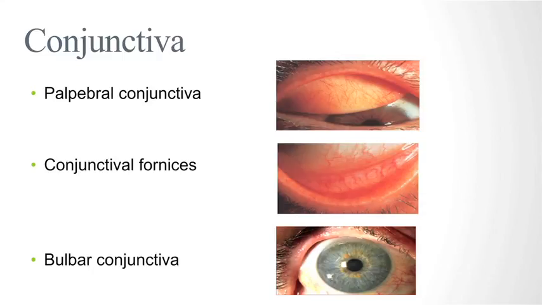Bulbar conjunctiva. This portion lies in contact with the eyeball. It is loosely attached by connective tissue to the sclera and fascia bulbi, covering the tendons of the recti muscles. The line along which the fusion of the conjunctiva to the cornea occurs is called the conjunctival limbus. This is situated about 1 mm anterior to the edge of the limbus of the cornea.